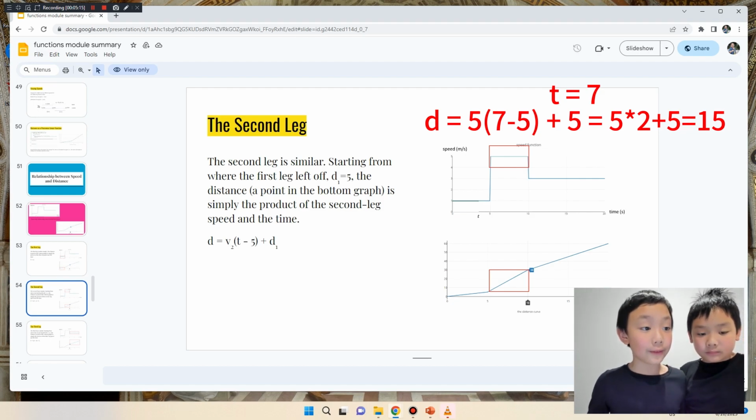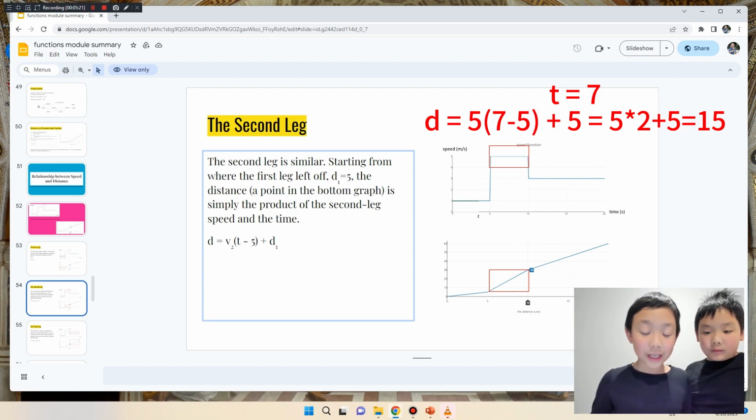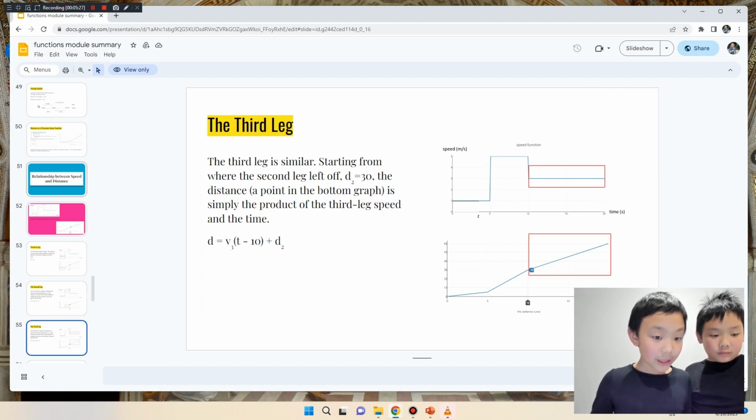So 10 plus 5 is 15. So when the time equals 7, the distance is 15. It should be right here on the distance graph. Now for the third leg, it is this. And to compute the distance for the third leg, you do this equation.